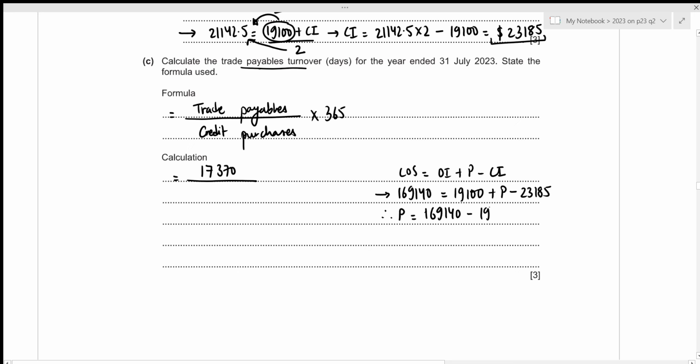169,140 minus 19,100 plus 23,185, which results in the value of 173,225. So that will be 173,225 times 365. And this results in the value of 36.60. Again, we're talking about days, so we need to round it up. That will be 37 days.